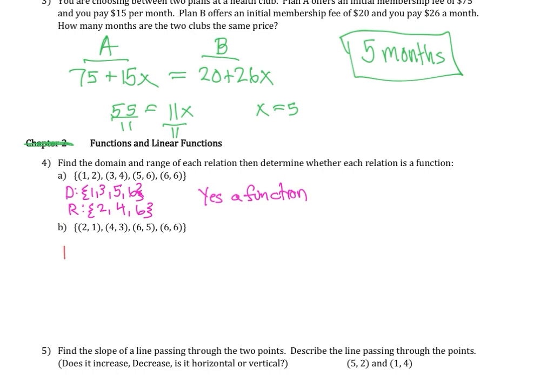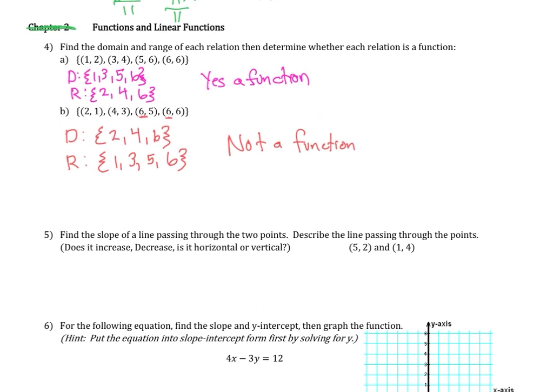For the next one here, we have the domain as 2, 4, and 6. And the range is 1, 3, 5, and 6. Okay, there's a problem here. 6 has two different y values. 6 goes to 5 and 6 goes to 6. Because of that, this is not a function. Okay.